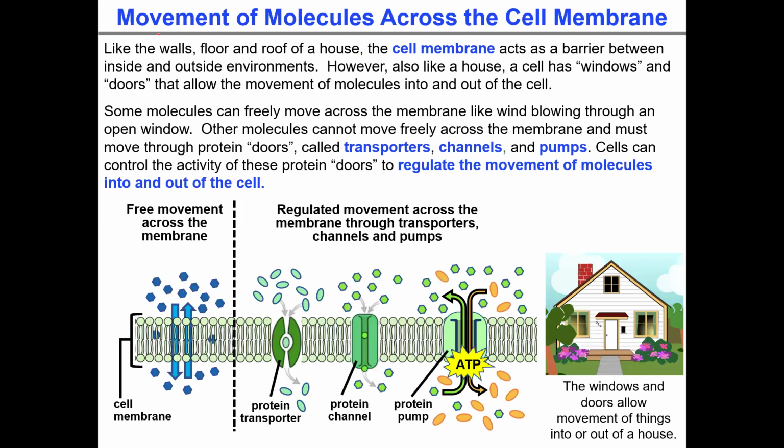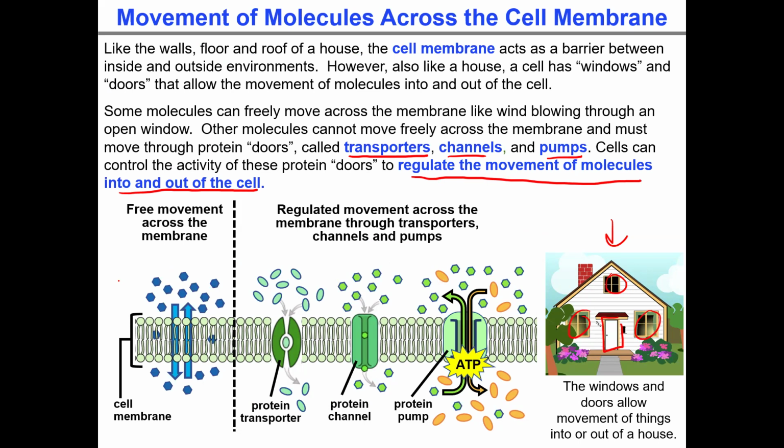So now let's take a look at some of the movement across the cell membranes. When it comes to movement across cell membranes, we're going to utilize something known as transporters, channels, and pumps. And this is going to help regulate movements of molecules in and outside of the cell. If we were to compare this again to our house, the house is going to have a door and windows that allow things in and outside. And that's going to be the same idea when it comes to the cell membrane.